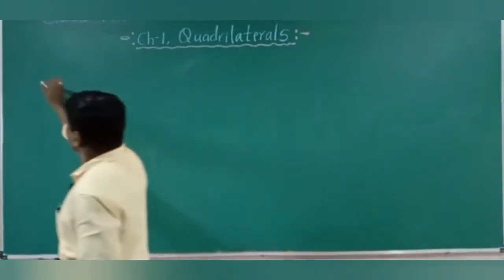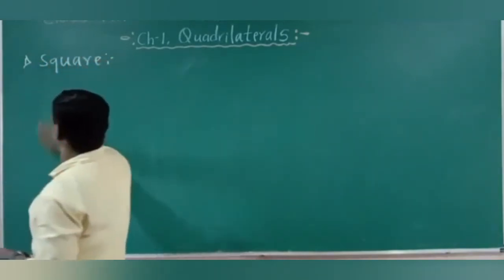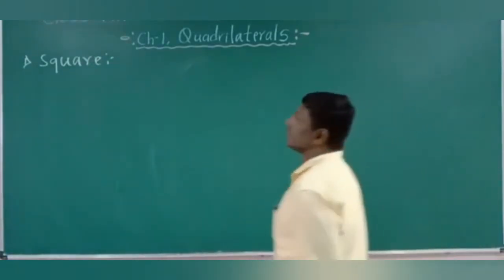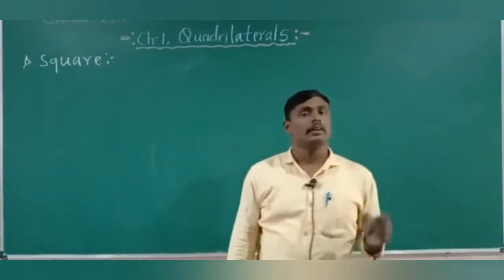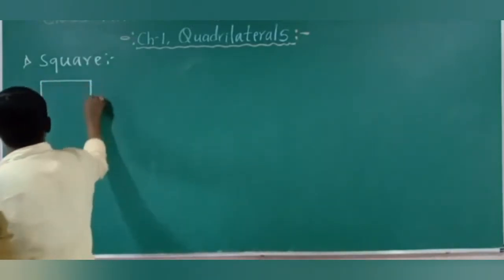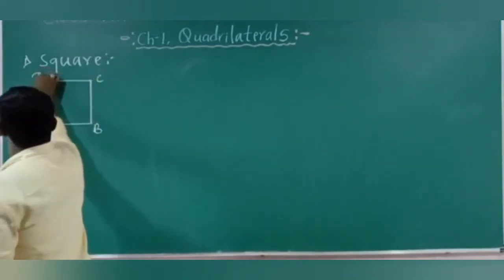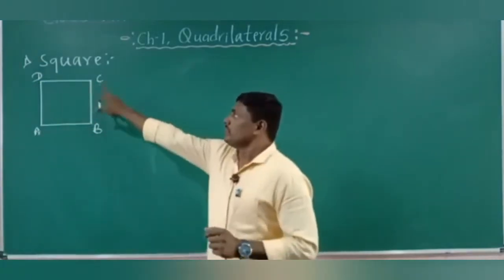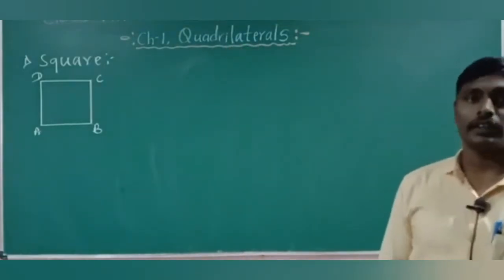Okay. So first, square. As you all know that a square is a polygon. A square is a polygon bounded by 4 line segments, right? A square is a quadrilateral in which all 4 sides are equal. So what are the main properties of square? Here A, B, C and D. ABCD is a square. Square is a quadrilateral in which all 4 sides are equal.